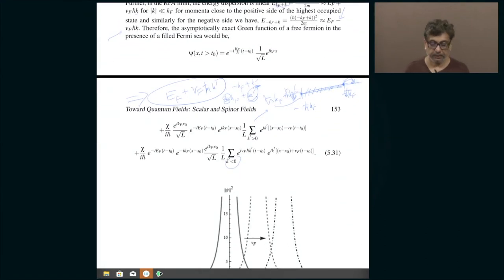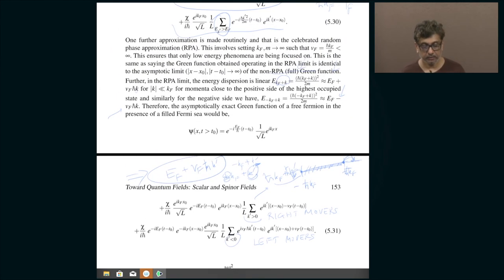Okay, so the point is that these states now correspond to right movers when k dash is greater than 0. And they correspond to left movers when the Fermi momentum is negative. Okay. So in this case, the Fermi wave number is plus kF, and here it is minus kF.